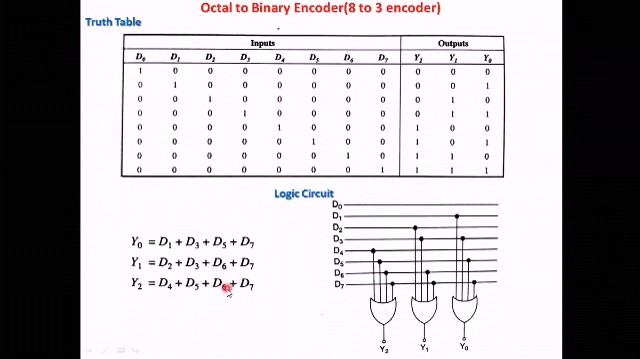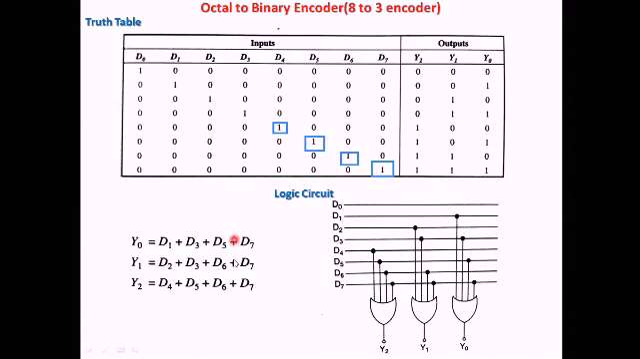Let us see here. See, Y2 is equal to 1 when D4 is equal to 1, or D5 is equal to 1, D6 is equal to 1, or D7 is equal to 1. So what you can say is that Y2 must be high, 1, whenever the inputs D4 or D5 or D6 or D7 is high. So Y2 is equal to D4 plus D5 plus D6 plus D7.